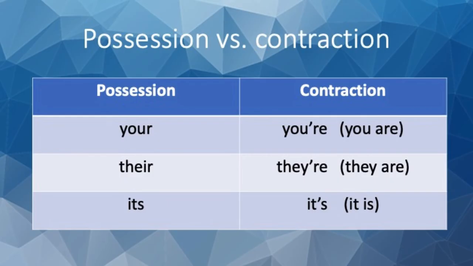So if you take a look at the slide there, you can see that on the right-hand side we have contractions. Contractions are where you take 2 words, put them together, and then use an apostrophe to symbolize the missing letters. So take, for example, the first one, you are. By contracting you are together, we have you're, and the A is removed and replaced with an apostrophe. It's the same with they're, they are, and it's, it is. And on the left-hand side, we have possession. So that's your car, that's their house, etc.